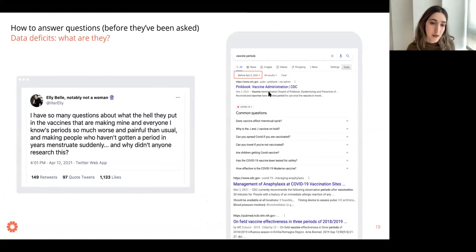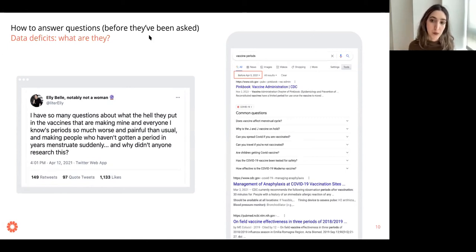Here's another interesting thing that came out that is relevant to this. This person, Ellie Bell on Twitter, says, "I have so many questions about what the hell they put in the vaccines that are making mine and everyone I know's periods so much worse and painful than usual, making people who haven't gotten a period in years menstruate suddenly." So again, with this theme of how does a vaccine affect women?